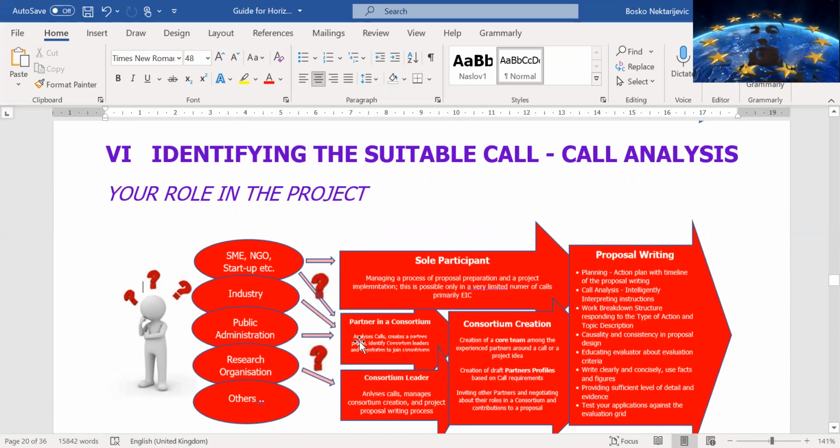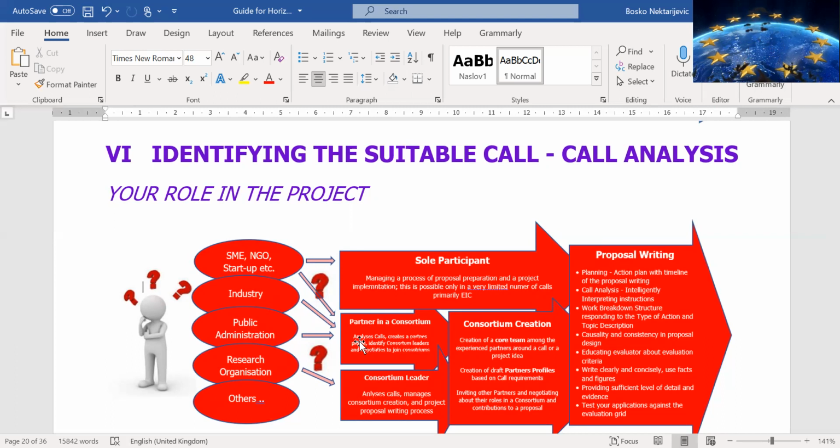Now, you may take part as an SME, provided, of course, that your country is either a European Union member state or an associated country with an agreement to participate. You can then apply and take part. And all legal entities, regardless of their status, are eligible. You can apply as an SME, an NGO, or a startup, as mid-caps or a large industry. Public administration can take part in the program projects.